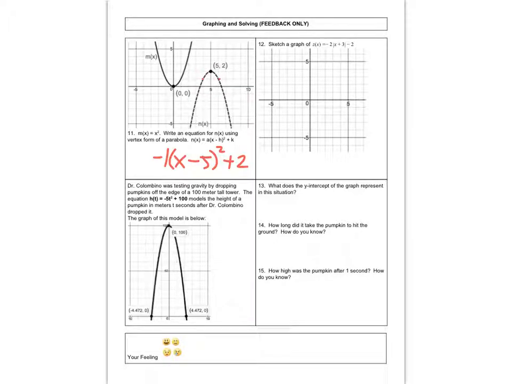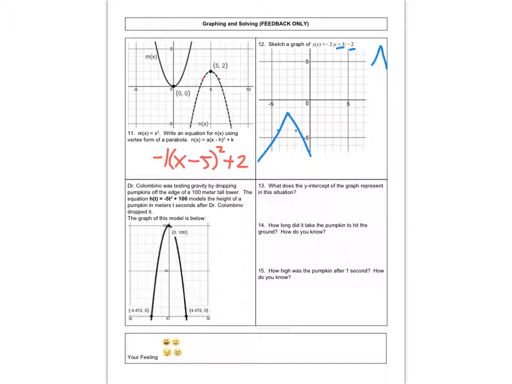For number 12, you need to find the vertex, which is going to be at negative 3, negative 2. And from there, identify that this is an upside down v for absolute value, going down 2 on both sides. So it's going to look something like this.